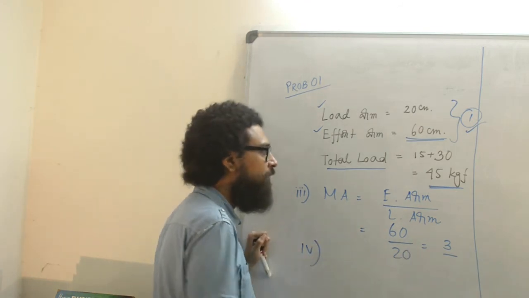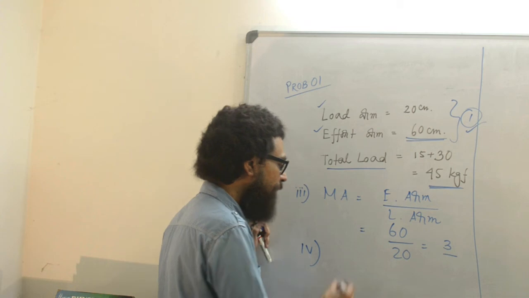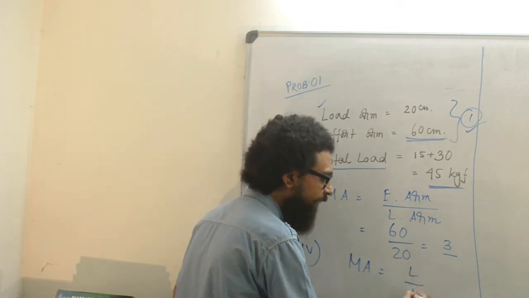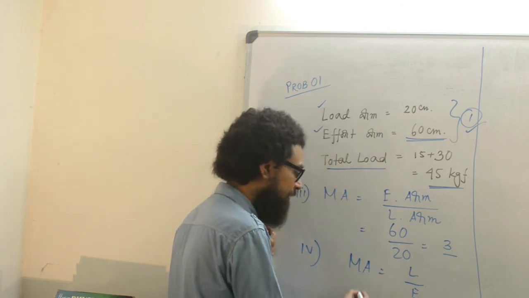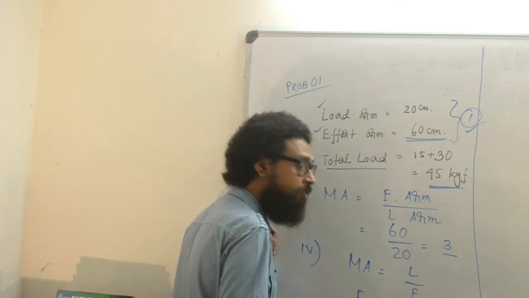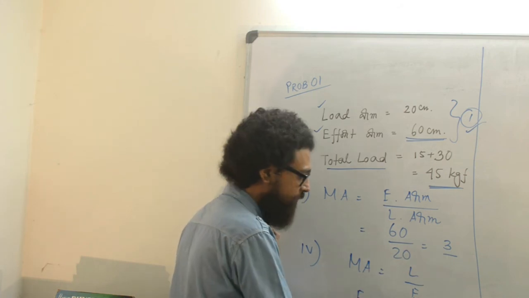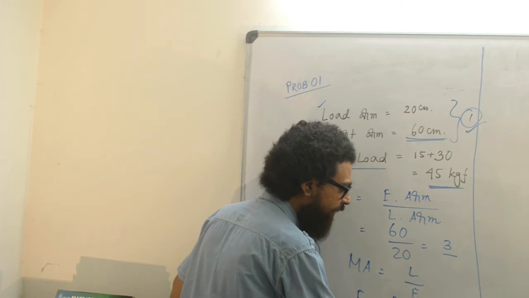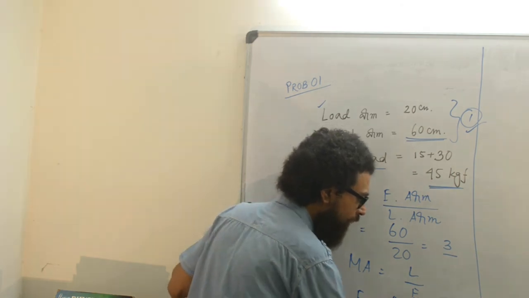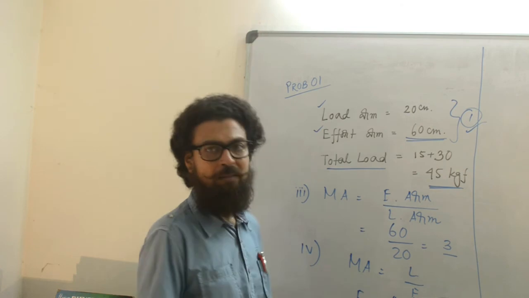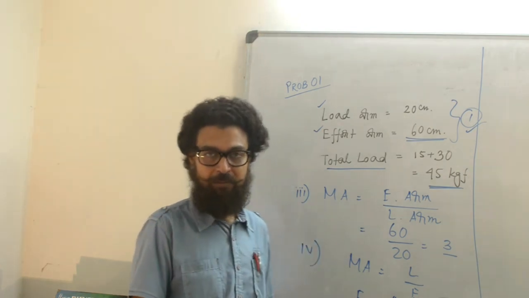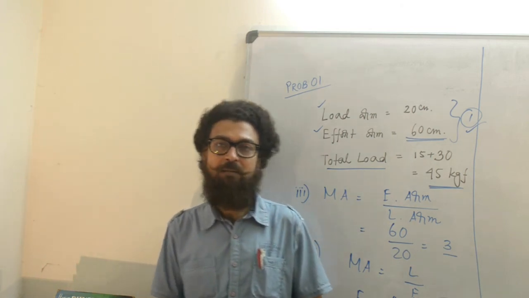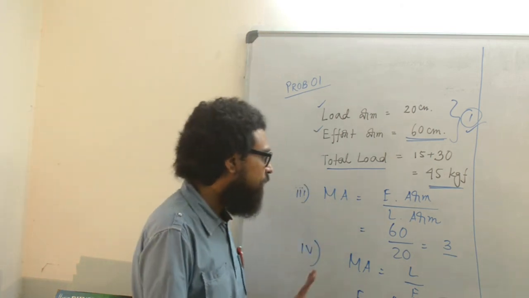And the last part, they have asked for the effort. So obviously MA can also be written as load by effort. So now you can easily understand effort is equal to load by MA, which is 45 by 3, mechanical advantage, which is 15 kg. You see, once you have understood the thing, it takes a few seconds to complete. Otherwise, you can spend a year, but you won't be getting the right answer. Okay, so this is the thing.